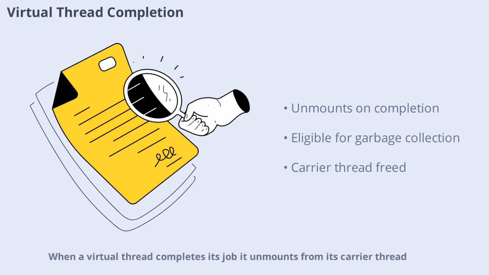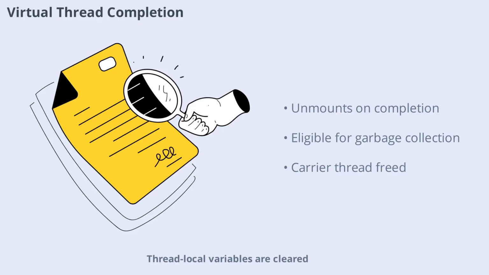When a virtual thread completes its job, it unmounts from its carrier thread. Thread local variables are cleared, and the virtual thread object becomes eligible for garbage collection. Unlike platform threads, virtual threads are not pooled or reused. The carrier thread is immediately available for other virtual threads, ensuring continuous, efficient task handling.